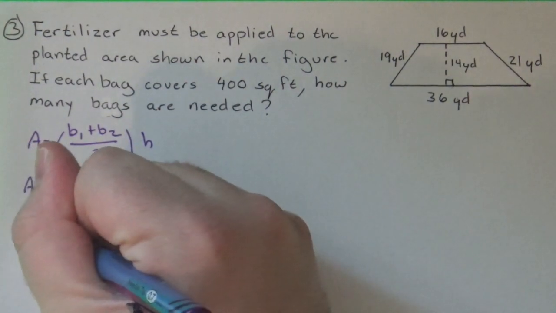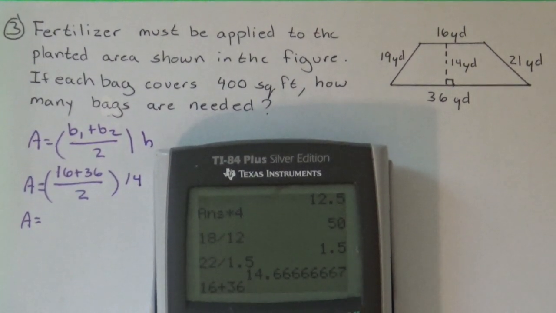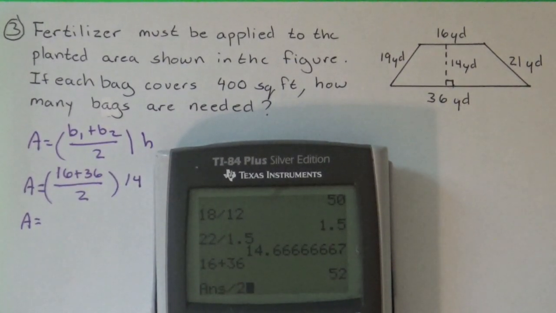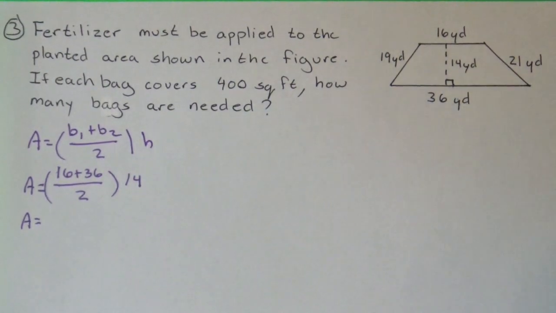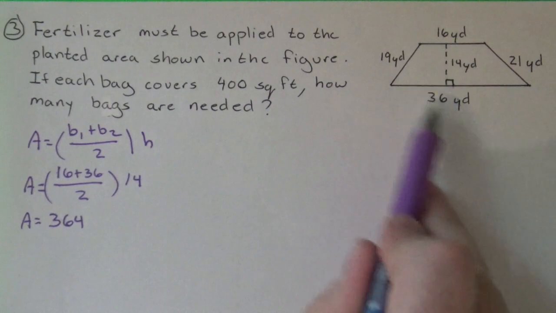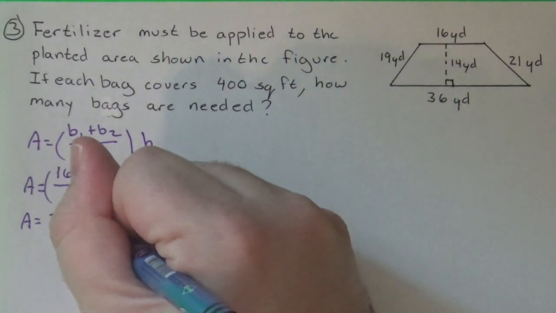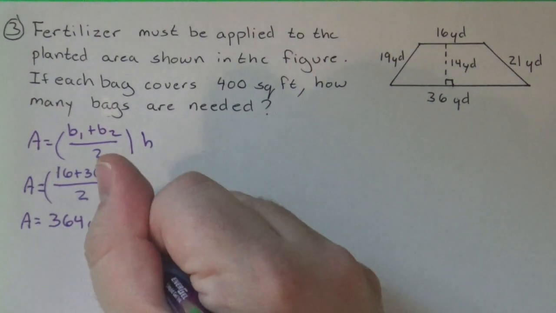Now, let's work this all the way out using our calculator. Remember, we do 16 plus 36. We do that first. Then we divide by 2, and we get 26. Now we can multiply that by 14, and we get 364. Now, what unit was this shape in? It's in yards, but because I was finding area, it was yard square.